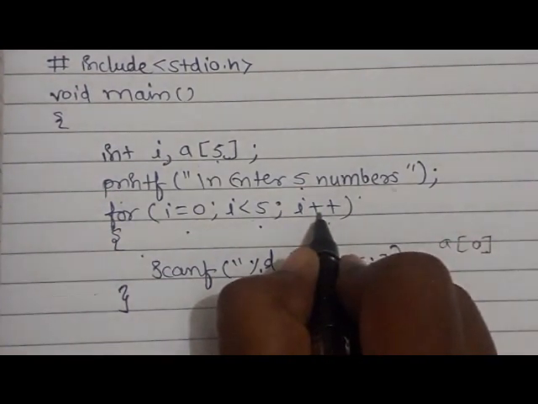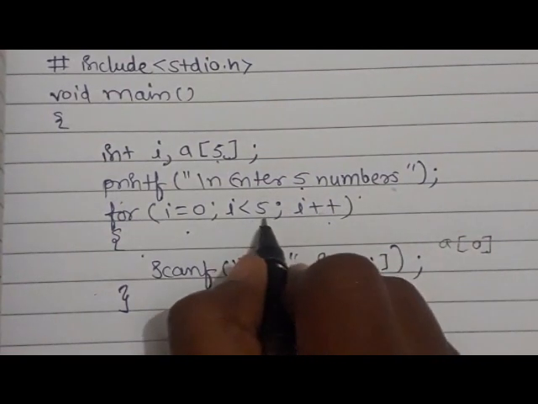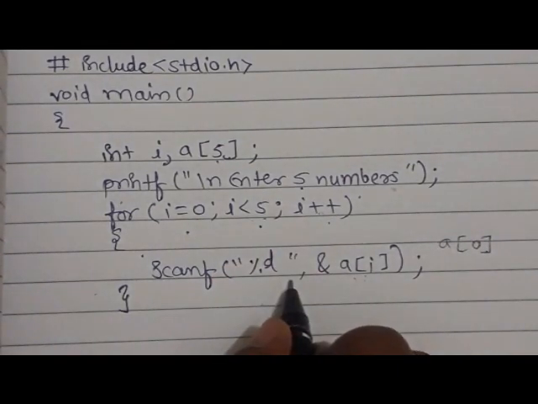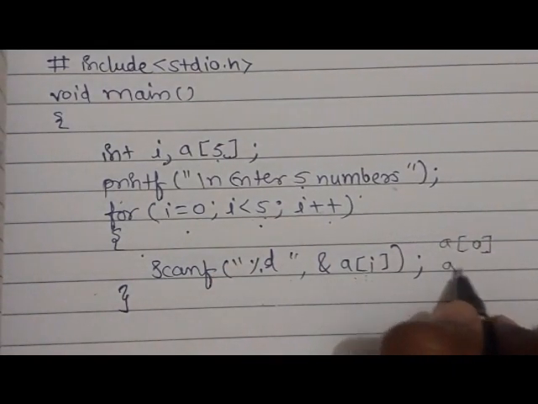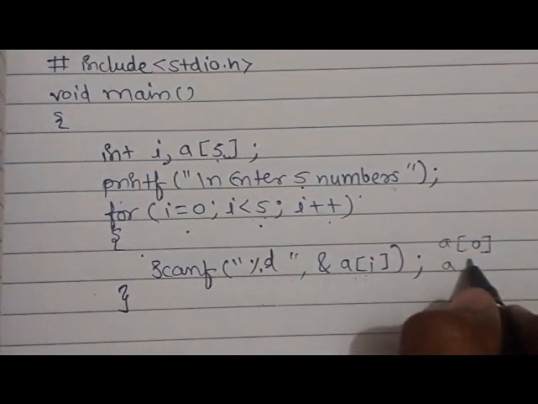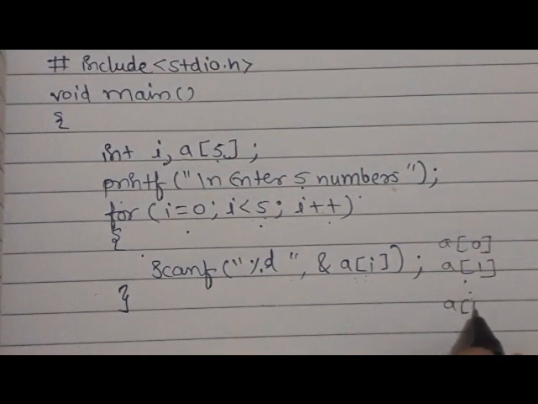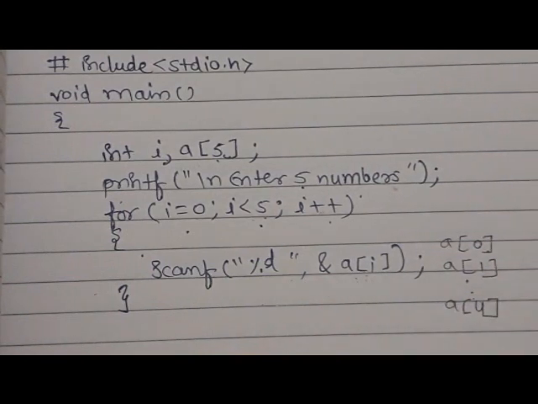Again I plus plus, the I value is incremented, that is 1. 1 is less than 5, the condition is true. It will take the value from the user, and it will be stored in a of I, now where the value of I is 1, that is a of 1. In this way it will take the values from the user up to a of 4. So like this, it will take the 5 values from the user.